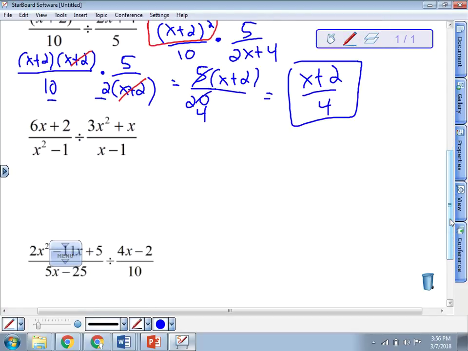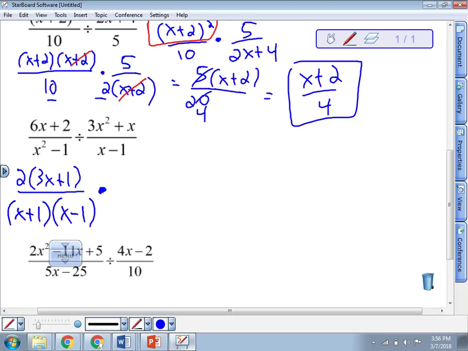Two more examples here. Keep, change, flip. So this one, we're going to go right to it. 6x plus 2. I'm going to factor out the 2, so I'm going to be left with 3x plus 1 over x squared minus 1. That's a difference of perfect squares, so that's an x plus 1, x minus 1.